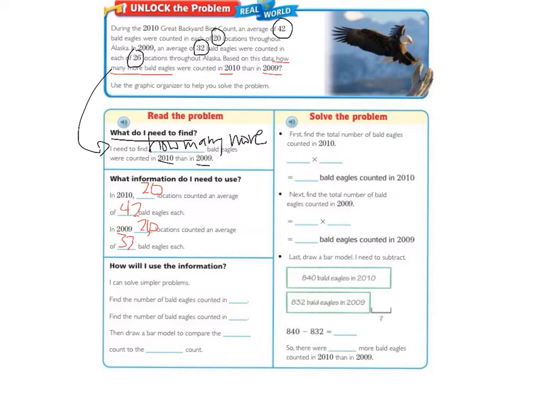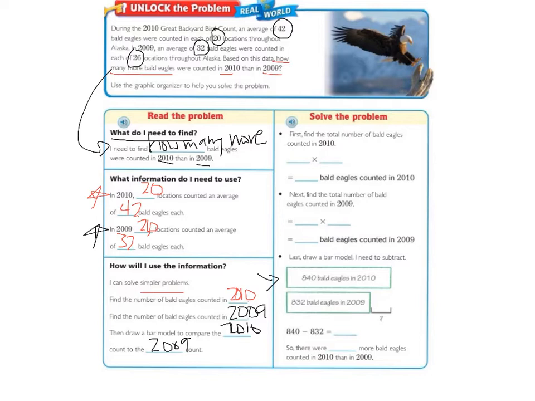And our method here, what we're going to do is that we're going to solve simpler problems first. So first we're going to find the number of bald eagles in 2010. And then next we're going to find the number of bald eagles in 2009. So counting a little step at each time. And then we're going to use our bar method, which is what we see over here, to compare 2010 to 2009. So let's solve our simple problem.